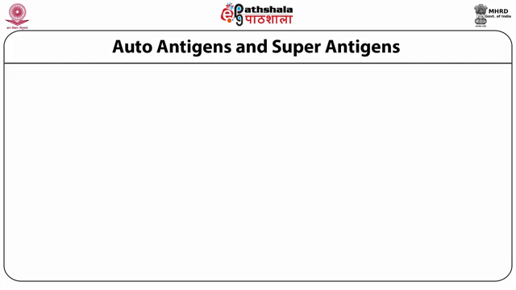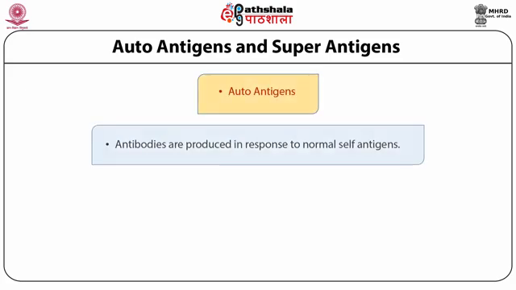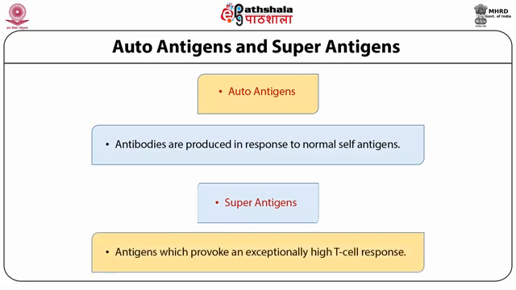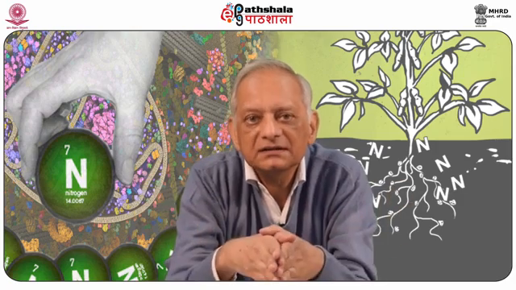Autoantigens and superantigens are two different classes of antigens. Autoantigens are the antibodies produced in response to the normal self antigens, whereas superantigens are antigens which provoke an exceptionally high T cell response. Some antigens are commonly used in experimental immunology as these are relatively cheap and are available in pure form and large quantities. Let us have a look at the commonly used antigens.